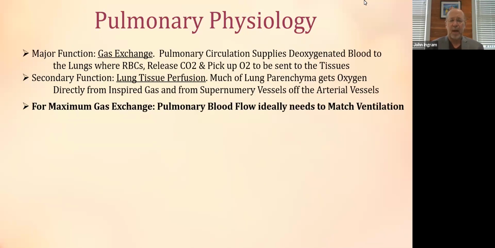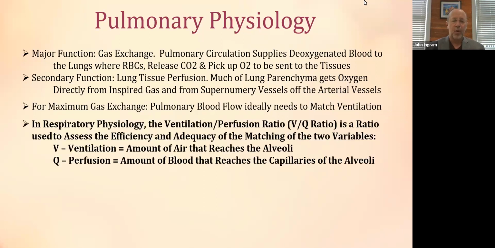Now, for maximum gas exchange, pulmonary blood flow ideally needs to match its ventilation. In respiratory physiology, the ventilation perfusion ratio, known as the VQ ratio, is a ratio used to assess the efficiency and the adequacy of these matching two variables. V for ventilation is the amount of air that reaches the alveoli, and Q for perfusion is the amount of blood that reaches the capillaries of the alveoli.